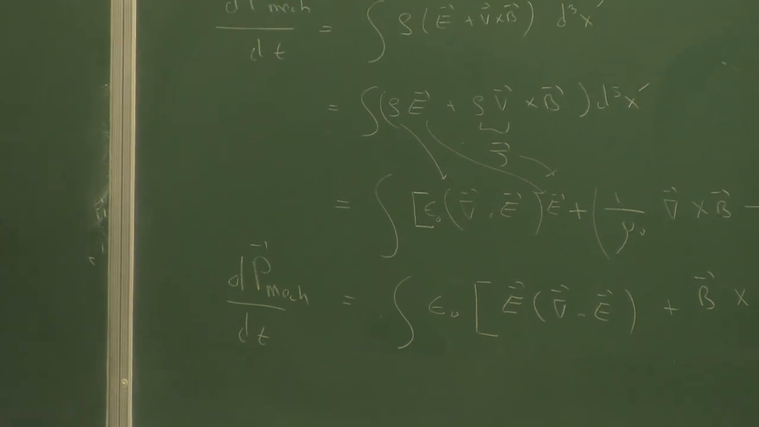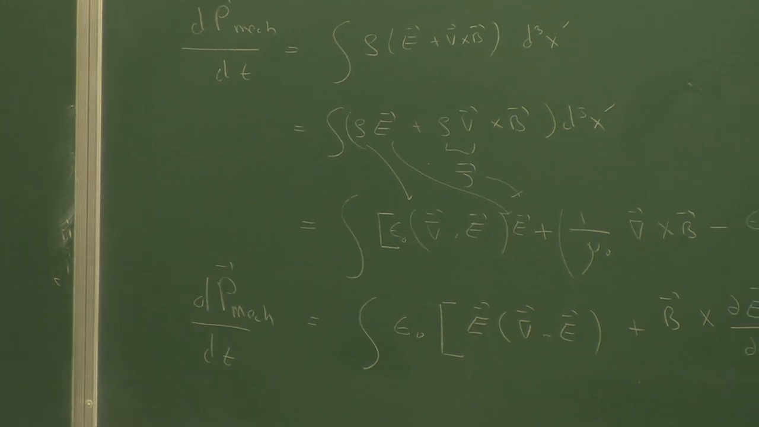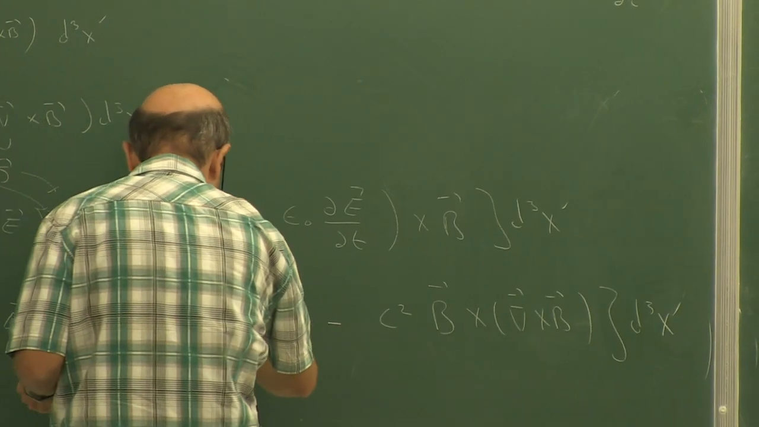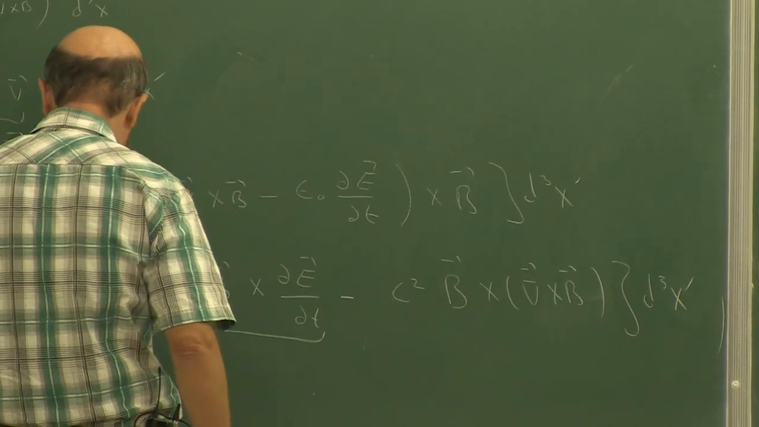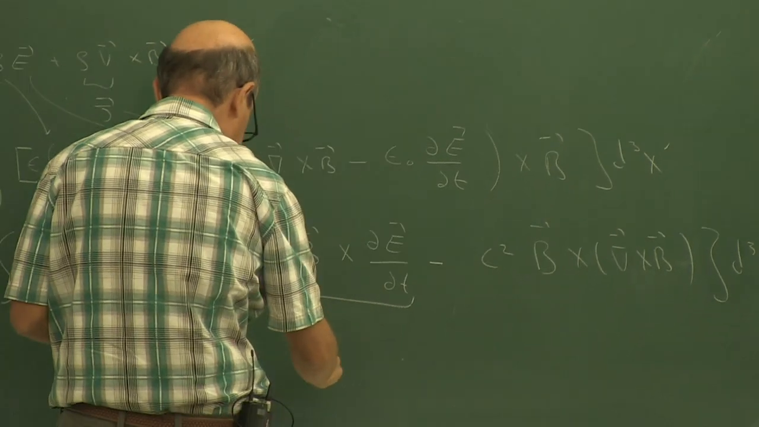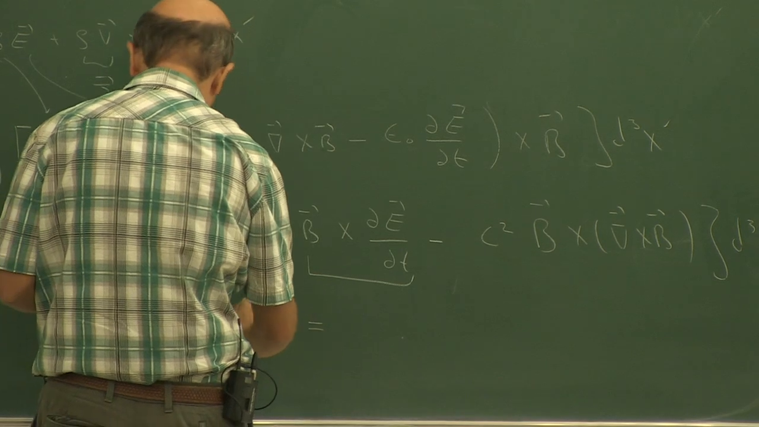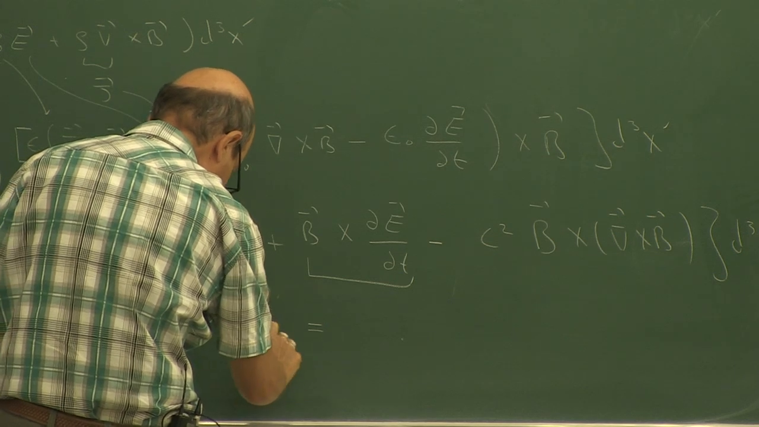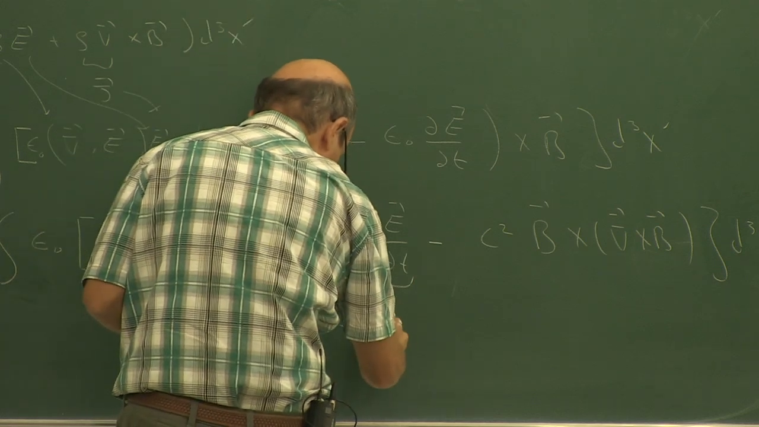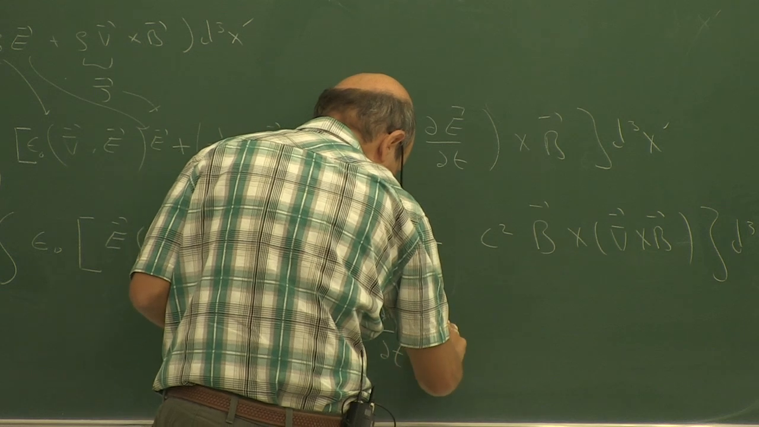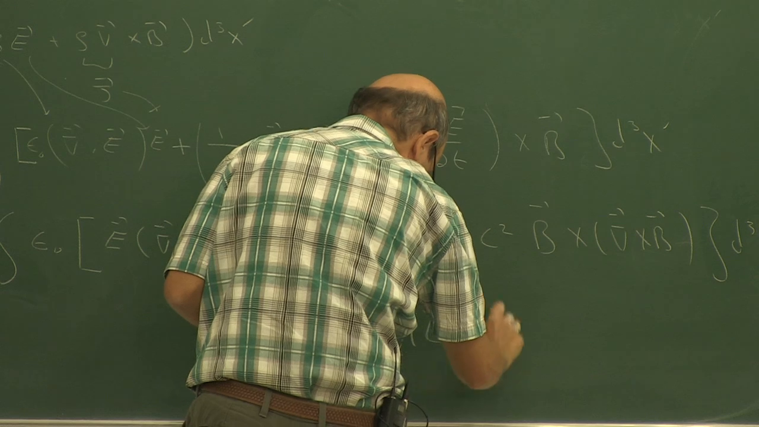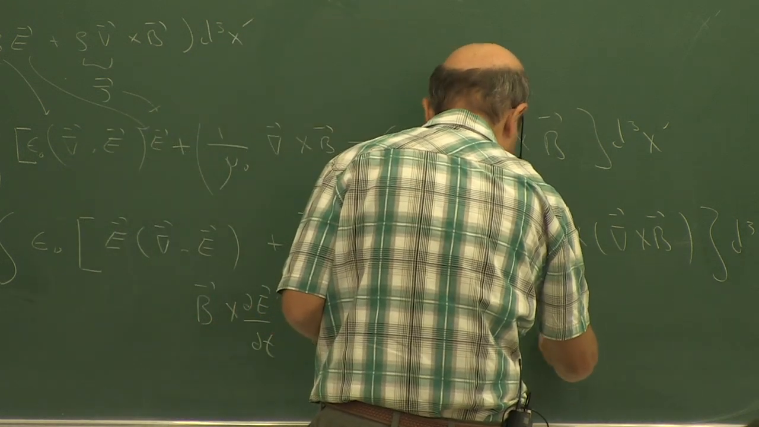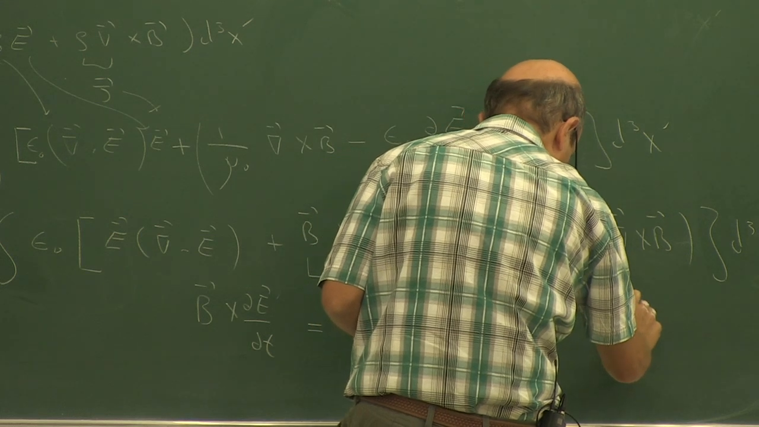So we will put this in a nice form. One of the things we can do is the following: B cross del E over del t. What is this? B cross del E over del t is equal to minus del over del t of E cross B, plus E cross del B over del t.